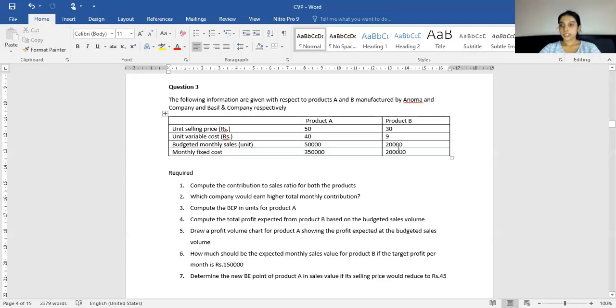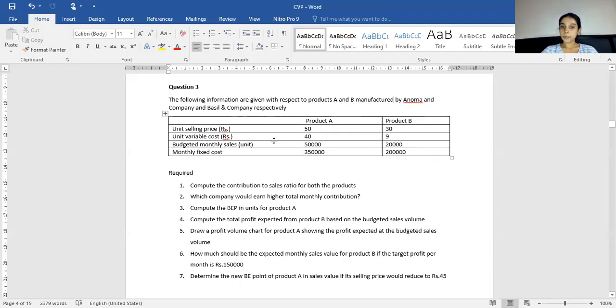Okay, let's start off with question number 3. The following information is given with respect to product A and product B, manufactured by Anoma and Company and Basil and Company respectively. Product A is produced by Anoma Company, and product B is produced by Basil and Company.